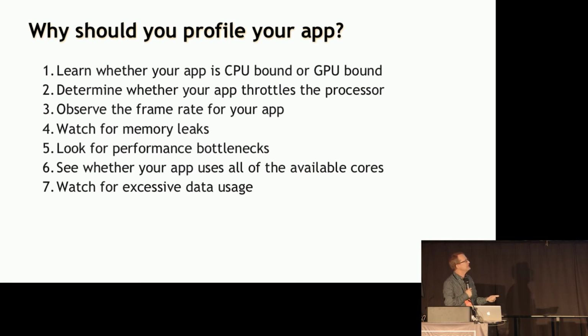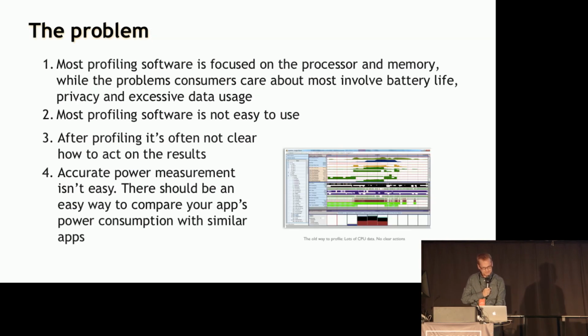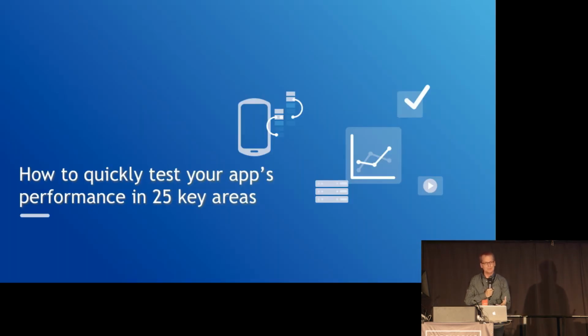You want to know if you're CPU or GPU bound. You want to know if you're throttling the processor. You want to watch for memory leaks and performance bottlenecks. Make sure you're using all the cores. One of the problems with profiling is you get a lot of information, a lot of graphs, and it doesn't always tell you how to act on this data.